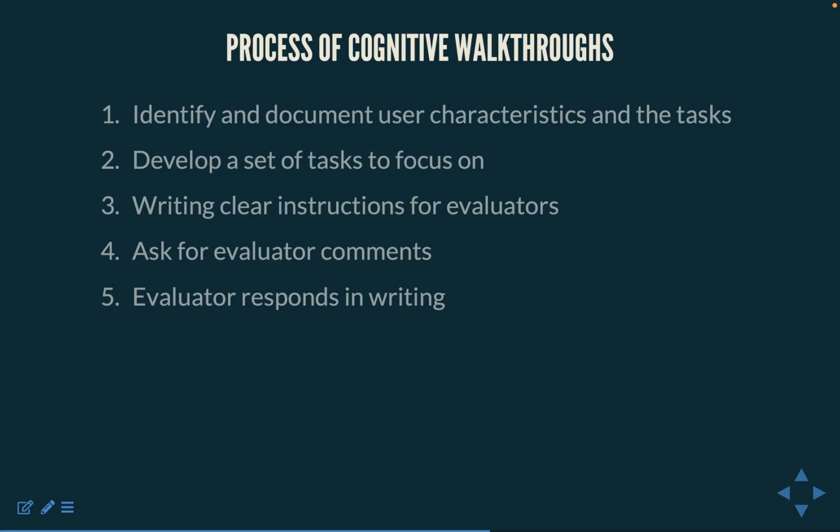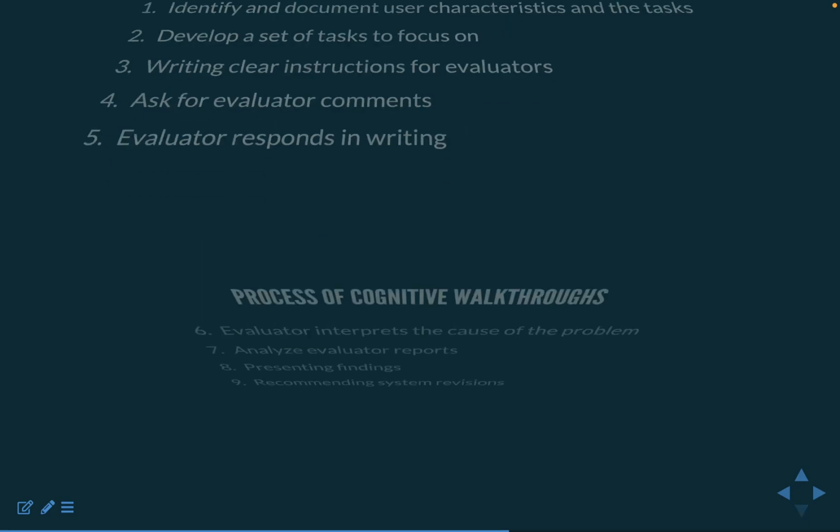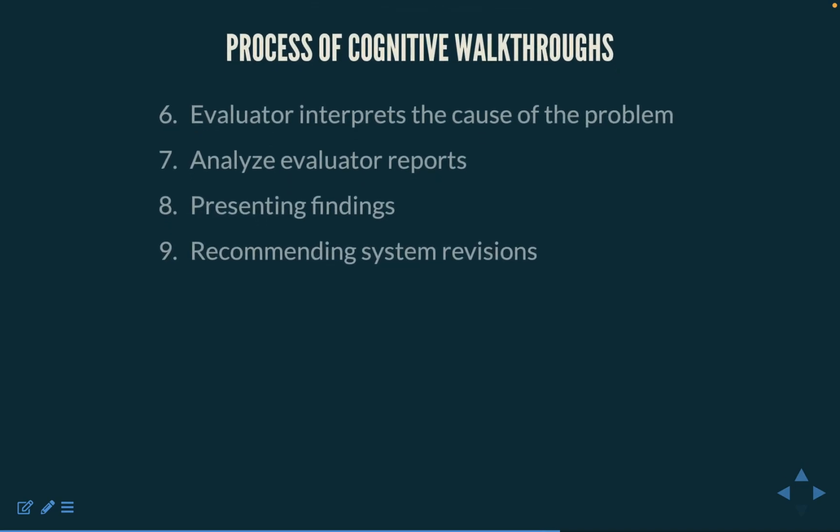Will the users know what to do? Will they understand from the response of the system whether the action was correct or not? 5. Evaluator responding in written notes to these two questions at each stage of the task. 6. Evaluator interpreting the cause of the problem, why it might occur, and any possible solutions to it.